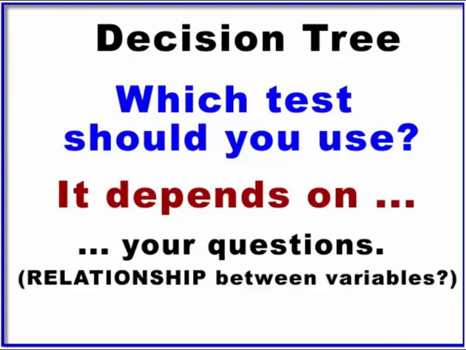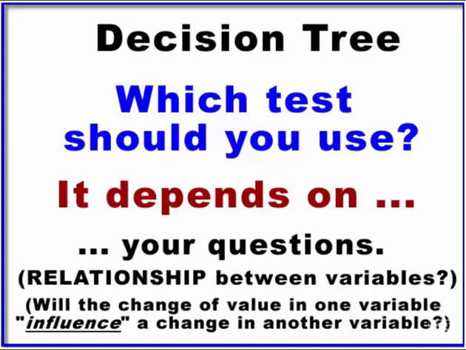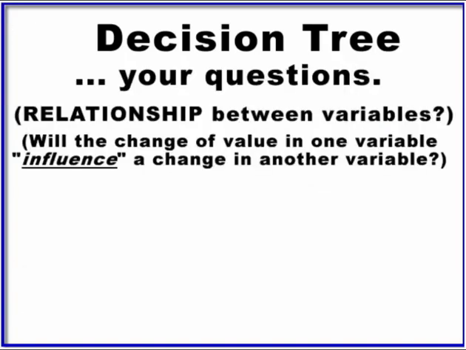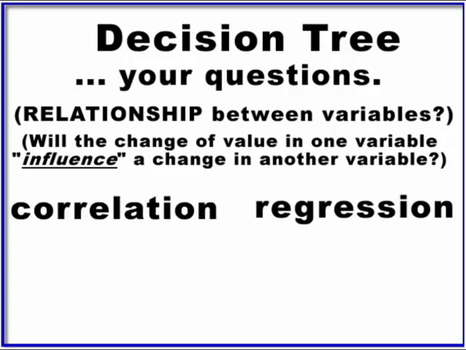The second part of that is, are you looking for a relationship between variables? In other words, when one value of a variable changes, will it influence a change in another variable? It's the cause and effect type of idea, right? Does one variable change cause another variable change? But we've got to be careful. We can't say cause and effect. Now, if you're looking for a relationship, it's either going to be a correlation or a regression.